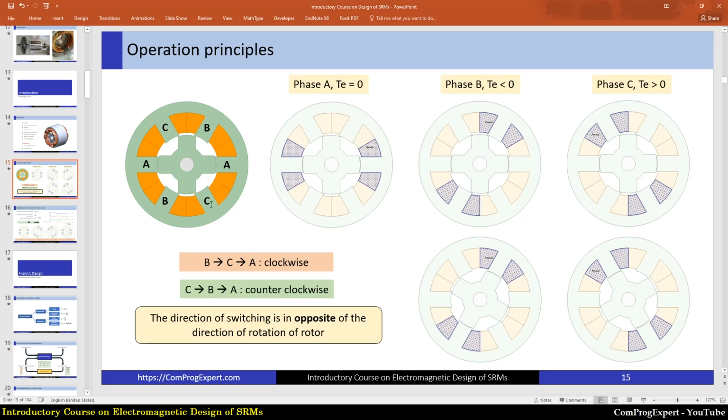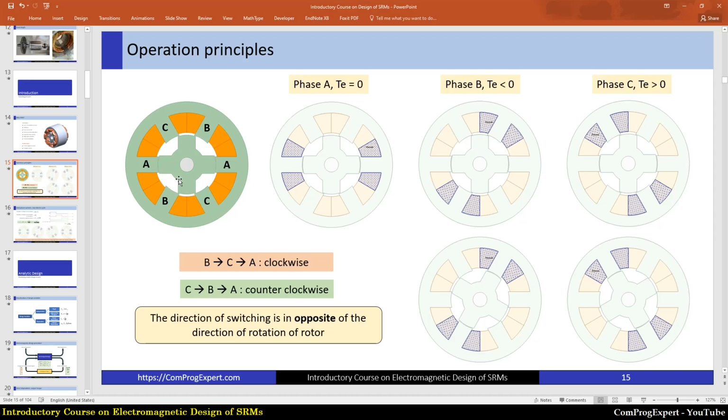As you know, the number of winding coils is equal to the number of stator poles, and coils with the same value of inductance for a specific rotor position belong to the same phase. So in this case, as you can see here, these two coils belong to phase A because the value of inductance for these two coils is the same.